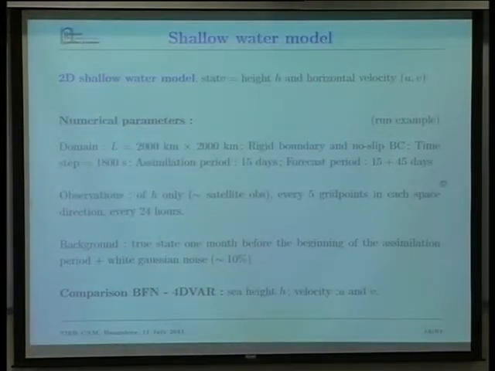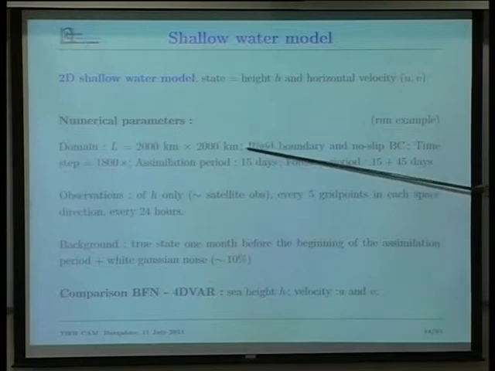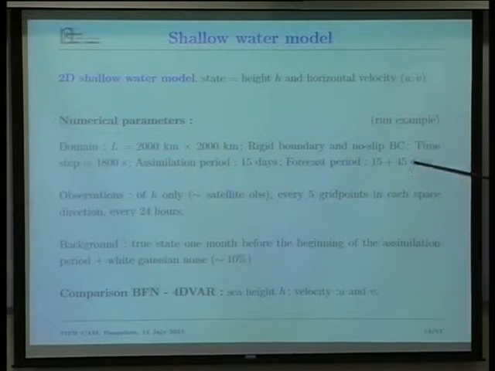So it's a 2,000 kilometer domain. The assimilation period is 15 days, and then the forecast is 45 days. Usually we start from the beginning of the assimilation window. So there are 15 days of forecast during the assimilation window, and then 45 days of real forecast in the future.